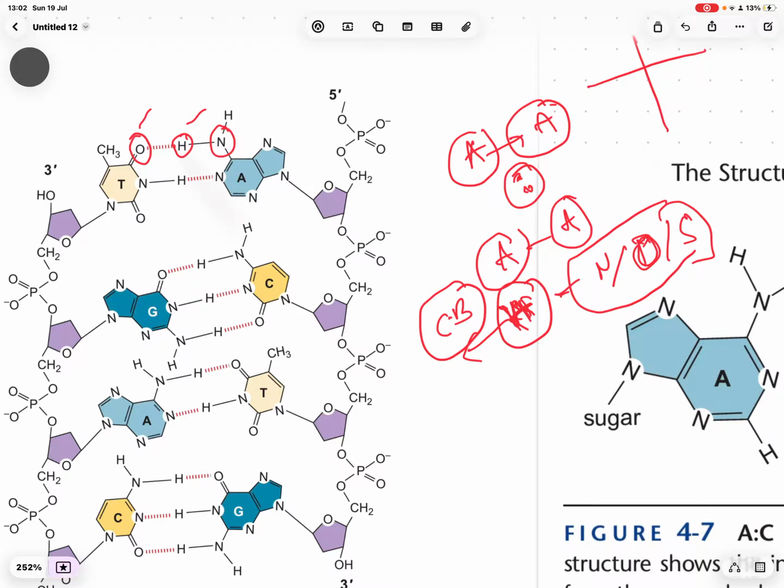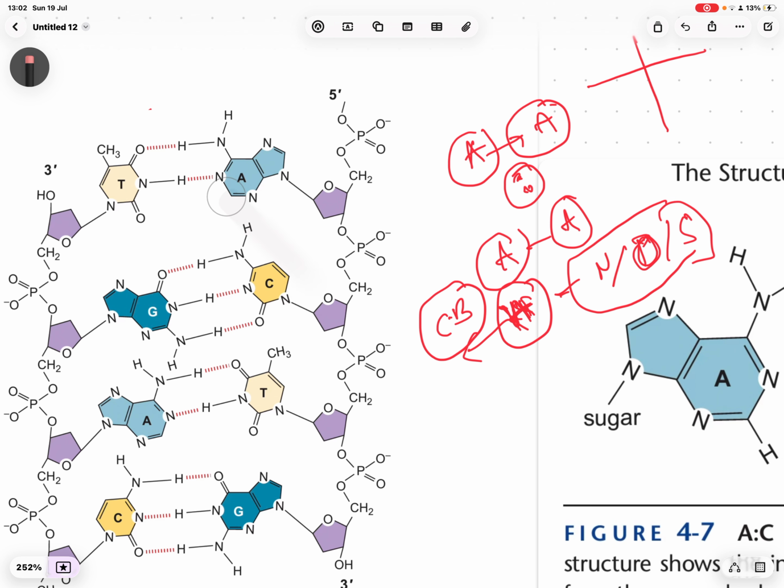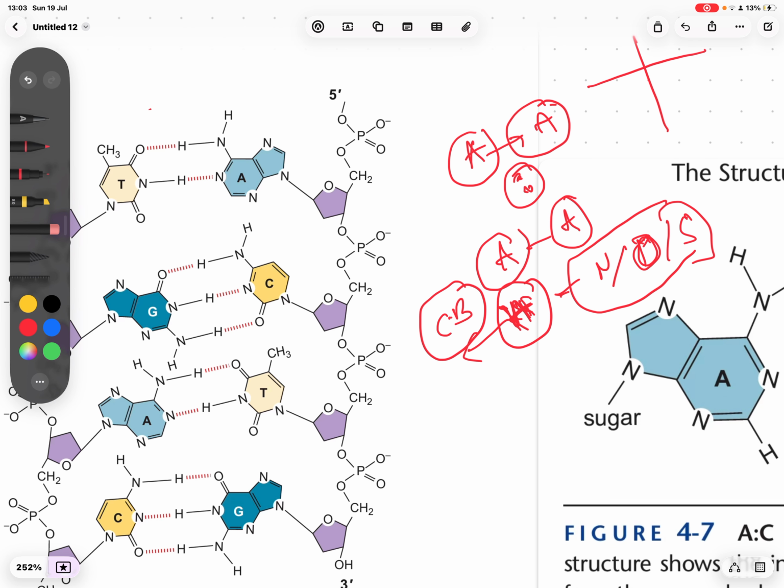So now we can expect the formation of a hydrogen bond between these two atoms, the oxygen and the hydrogen. Similarly, we can see here this hydrogen atom is there, and also the nitrogen is there. This nitrogen is an electronegative atom, and this hydrogen atom is there. So between these two also we can expect a hydrogen bond. That's why between adenine and thymine you can expect only two hydrogen bonds.